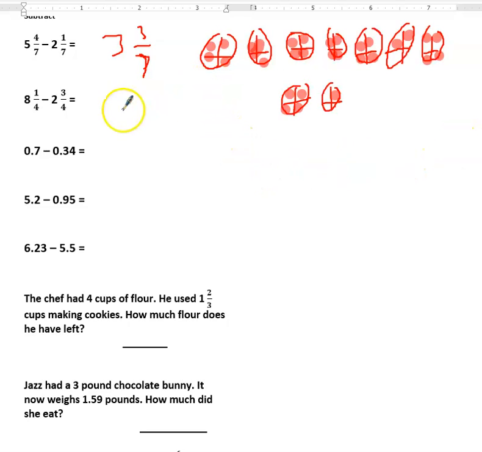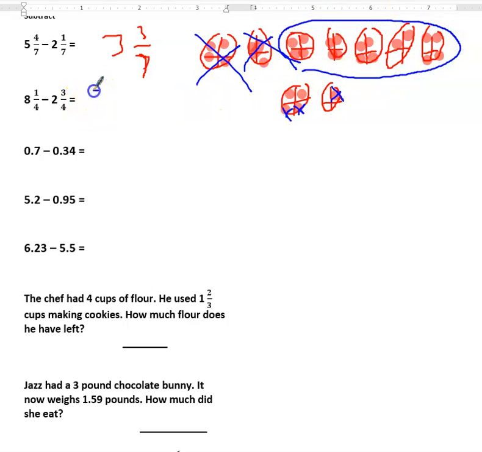Okay, so I went ahead and drew my pictures for 8 1/4, so you can see there are 8 full ones and 1/4 of one. We're getting rid of 2 3/4, so I mark out 2 whole ones, and then I need to get rid of 3/4. So I'm going to get that one that's by himself always. And there's 1, 2, 3, 4 fourths. Count up how many whole ones. 1, 2, 3, 4, 5. And that's got 2/4 there.